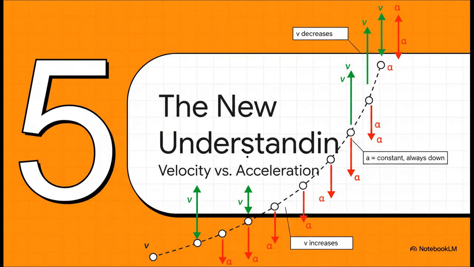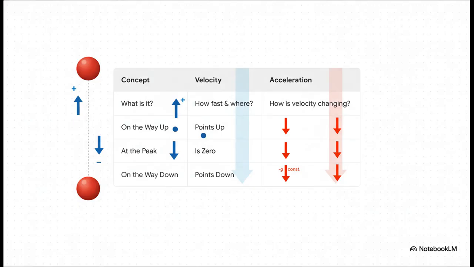Okay, let's put this all together and build our new, correct understanding of the difference between velocity and acceleration. This chart lays it all out perfectly. Just look at that acceleration column on the right. Down, down, down. It never changes. Now look at the velocity column. It's all over the place. It points up, then it's zero, then it points down. See? It's that constant downward acceleration that's causing all those changes in velocity.